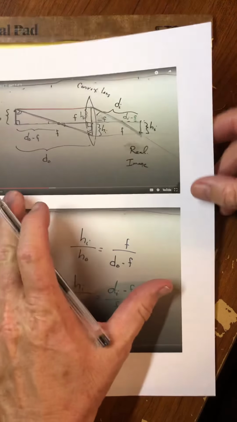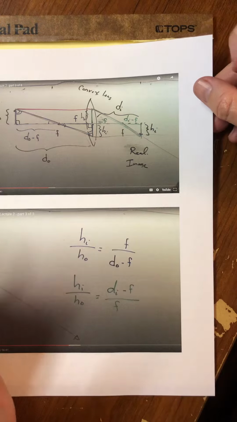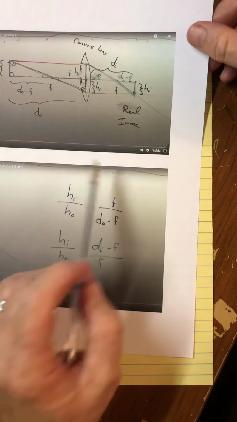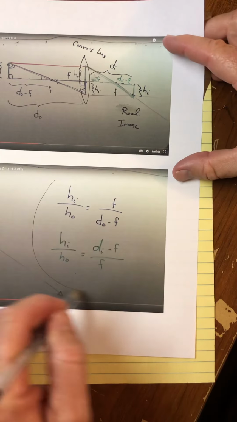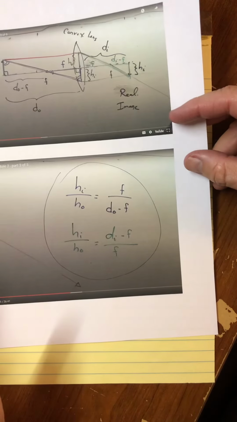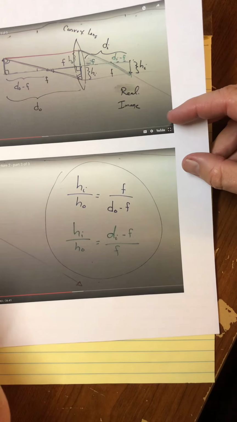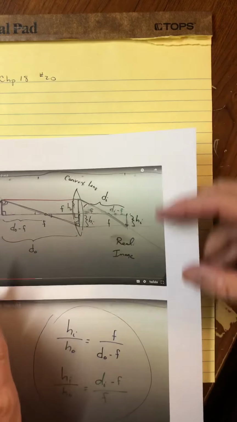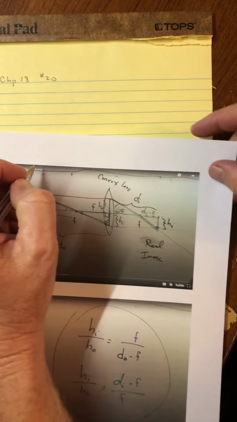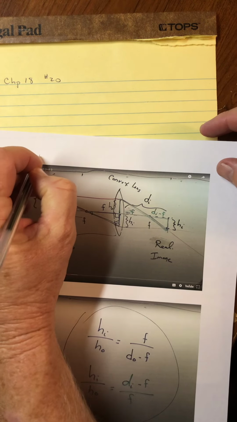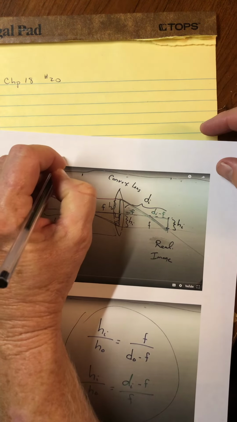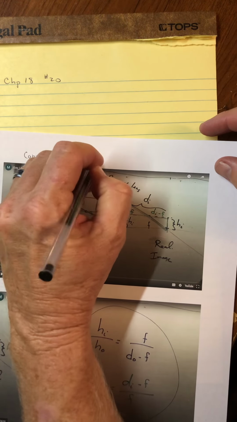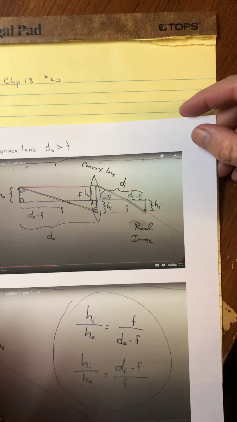This isn't important for this problem, but it's important for you when reviewing for the test. This equation, you want to write it down and have it ready for the exam. And when would you use it? You would use it if you had a convex lens where your object distance is greater than the focal length. That was our argument here.